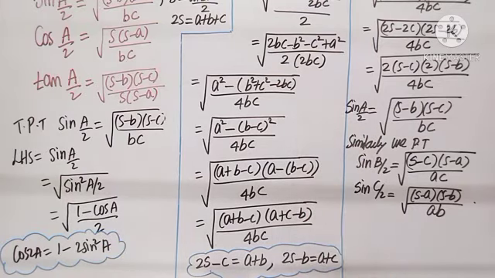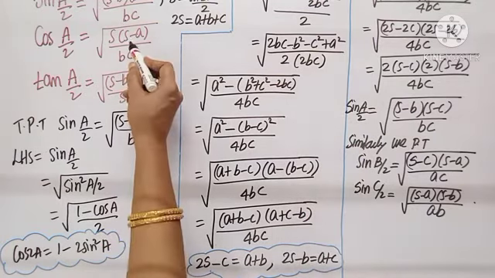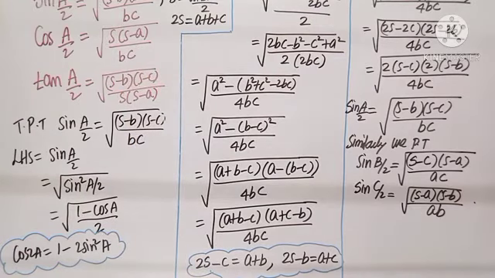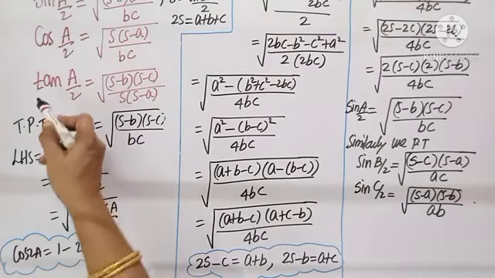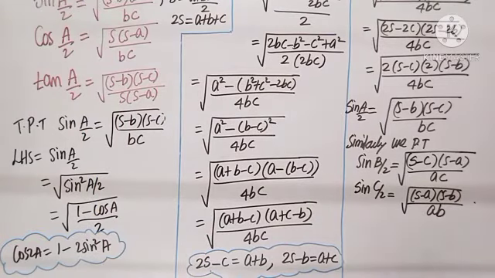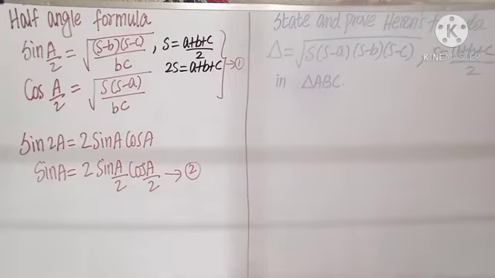Successively, by taking LCM and simplifying, we get cos A by 2. Once I know cos, sine divided by cos gives us tan. Now this formula plays an important role in deriving Heron's formula. State and prove Heron's formula.